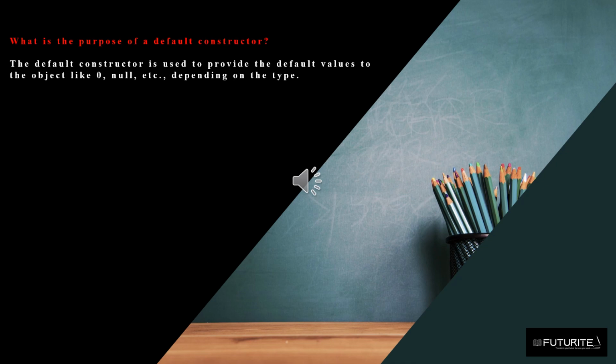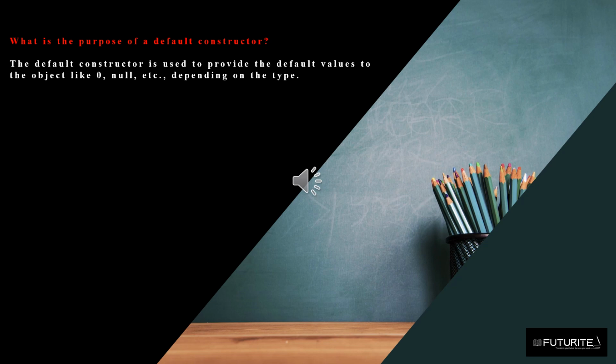Now many of you might wonder, what is the purpose of a default constructor? The default constructor is used to provide the default values to the object. Object means the object of the class that you are creating by using the new keyword. At that particular point where you are using the new keyword, that is, you are creating an instance of the class or the object of the class, only then is the constructor called.